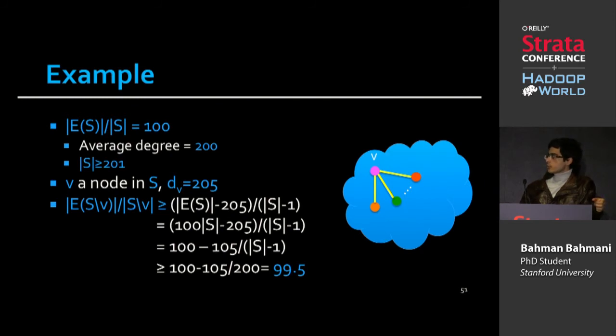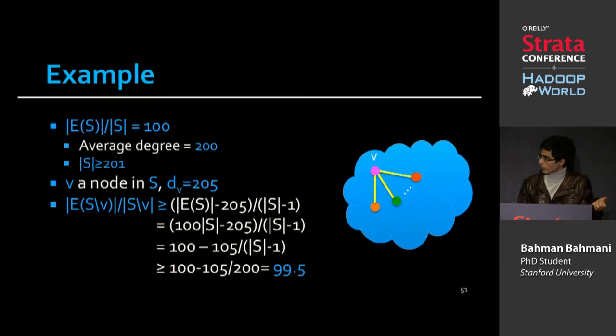Now let's see what happens if we remove this node V from the graph. What happens to the density? The density is the number of edges in S minus V divided by the size of S minus V. The number of edges is E(S) minus 205, because when node V is removed, all of these edges also go away. So we lose 205 edges and one node. But E(S) is equal to 100 times |S|. So that's (100|S| minus 205) over (|S| minus 1), which is equal to 100 minus 105 over (|S| minus 1). We know the size of S is at least 201, so we plug it in, and the density is at least 100 minus 105 over 200, which is 99.5.